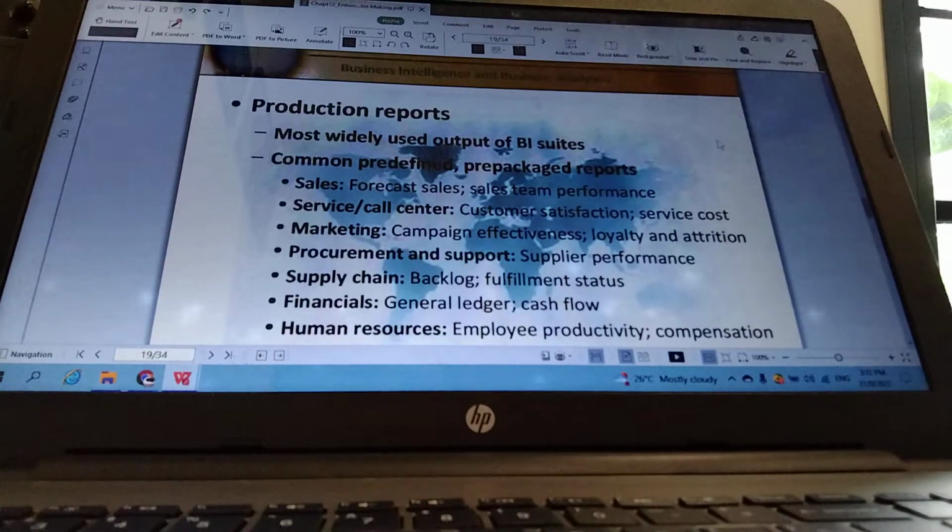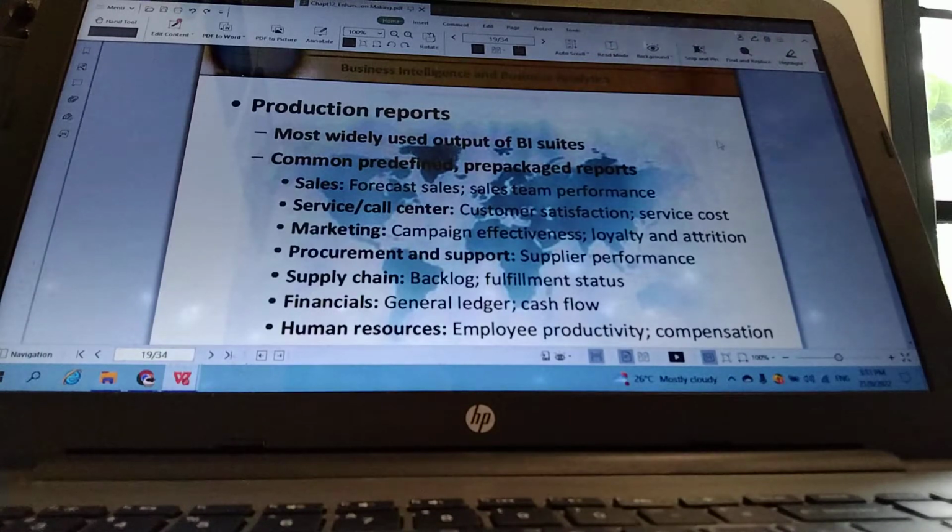Top product or top sales for the day, top sales product or related product for the month, for the week, and so on. Yeah, definitely the system has many features where you can customize your request based on the business need. Service call center will be definitely asking for reports related to customer satisfaction, service costs, and any other related types of report related to the service or call center.